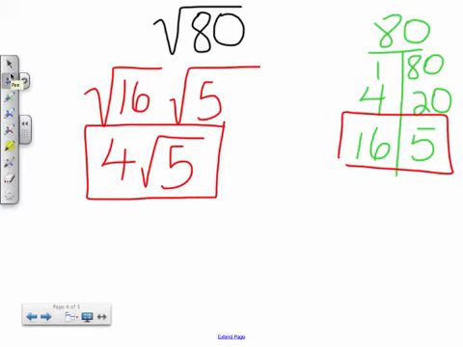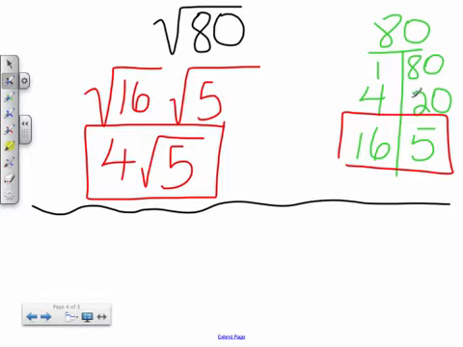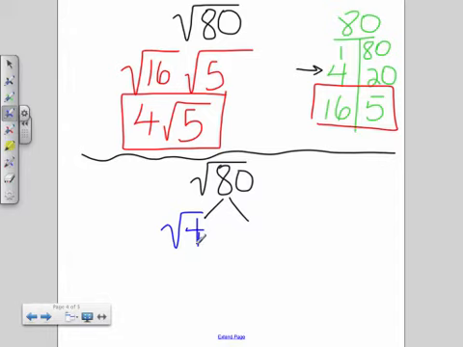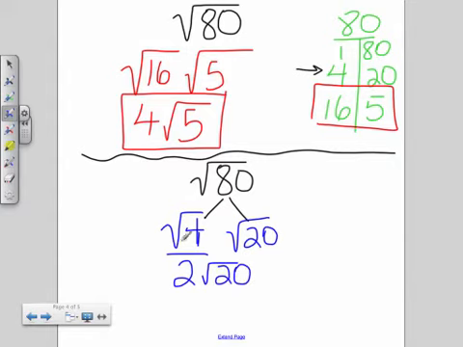Another way to look at it is, let's say you didn't go through your entire chart and you accidentally chose to use 4 and 20 instead of 16 and 5. Look at what's going to happen if I were to do that instead. So I'm going to take the square root of 80 and split that up into the square root of 4 multiplied by the square root of 20. So then this ends up becoming 2 times the square root of 20. Now, the danger of doing this without the largest perfect square is that you may stop here and think that you've completely simplified it, but you haven't, because that 20 is divisible by another perfect square, which is 4.